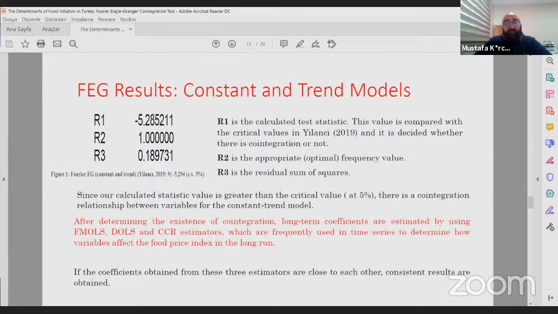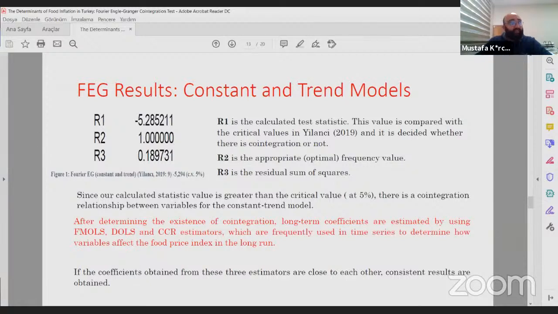You see our Fourier Engle-Granger results for the constant term models. R1 is the calculated test statistic, R2 is the optimal frequency value, and RH is the residual sum of squares. The calculated statistic is smaller than the critical value. So there is a cointegration relationship between our variables. I mean, all three of our independent variables affect the food prices index in the long term, or long run.